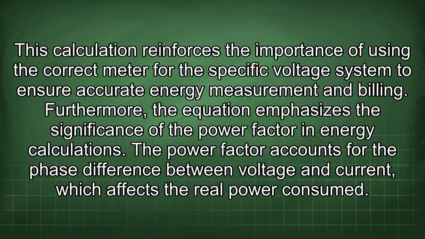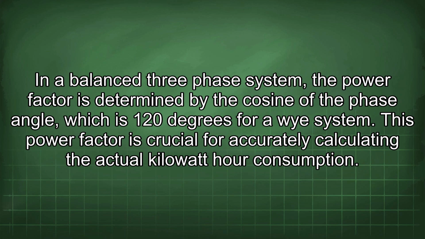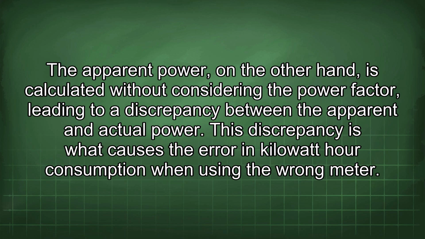Furthermore, the equation emphasizes the significance of the power factor in energy calculations. The power factor accounts for the phase difference between voltage and current, which affects the real power consumed. In a balanced three-phase system, the power factor is determined by the cosine of the phase angle, which is 120 degrees for a Y system. This power factor is crucial for accurately calculating the actual kilowatt-hour consumption. The apparent power, on the other hand, is calculated without considering the power factor, leading to a discrepancy between the apparent and actual power. This discrepancy is what causes the error in kilowatt-hour consumption when using the wrong meter.